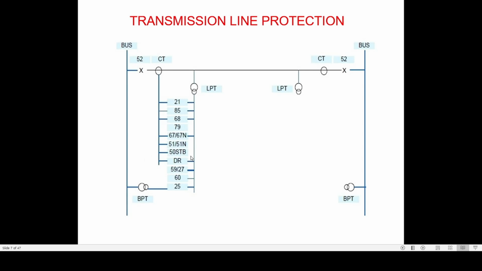50 STB is stub protection. This is again overcurrent, and this is definite time. 51 is IDMT-type characteristics. DR is for disturbance recorder. 59 is over voltage, 27 is your under voltage, and 25 is check sync.